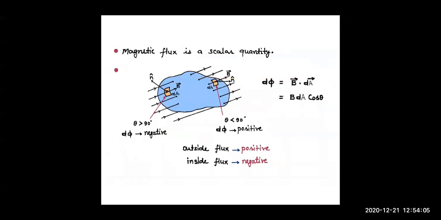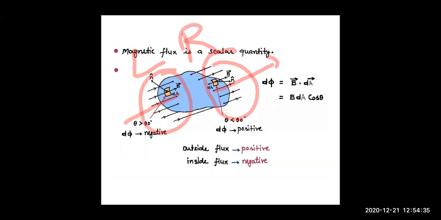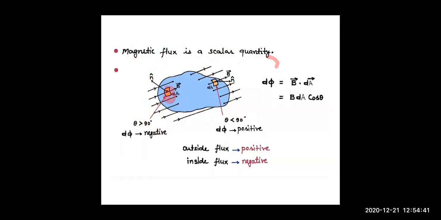Now children, magnetic flux is a scalar quantity. That is, it does not have direction, but it can be positive or negative. So suppose this is an object through which the magnetic field lines are passing. Now if you see the left surface of the object, the magnetic field lines are entering through the left surface and they are leaving through the right surface of the object. Now let us consider a very small surface element.